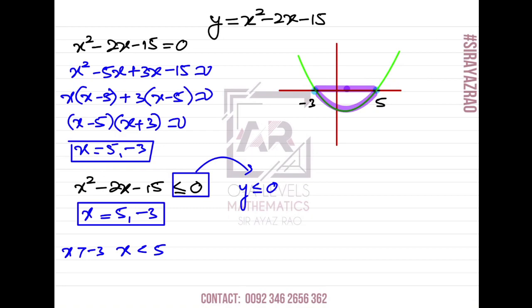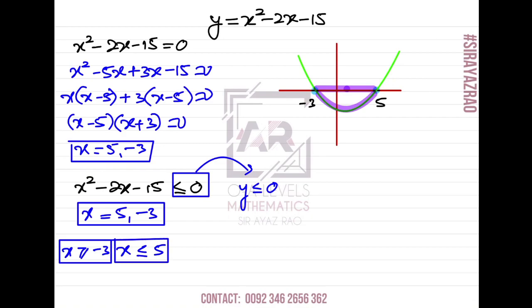And since it is y less than or equal to 0, because they are also interested in the x values when y is equal to 0 as well, I'm going to put x is less than or equal to 5 and x is greater than or equal to minus 3. Now both of these are my answer for this question.